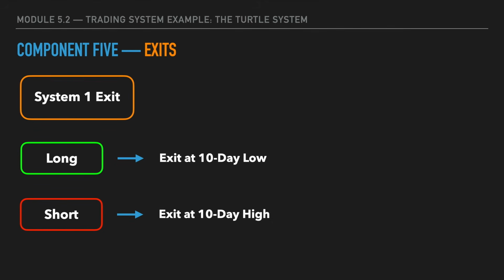For System 1, they exit their winning trade and take profit at a 10-day low for the long trades, and they take profits at the 10-day high for the short trades. For System 2, they exit their winning trades at the 20-day low for the long trades, and they exit at the 20-day high for the short trades. These two exit strategies work hand in hand with the two entry strategies which I mentioned earlier.